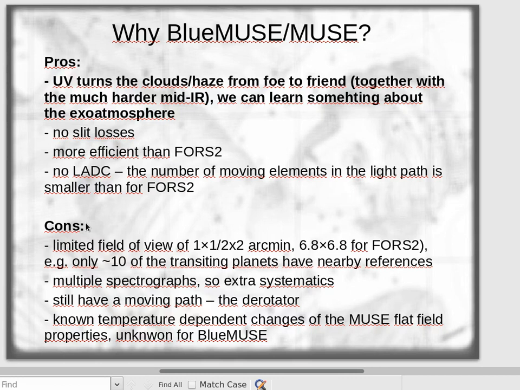A potential source of systematics is the fact that BlueMUSE has multiple spectrographs, but one can be clever in placing the target on the field of view. There is still a moving part, the rotator, and nothing can be done about it, except maybe turn it off. But that leads to other kinds of problems, so it may not be wise. It has to be tried. And finally, MUSE suffered some temperature problems that hopefully will be removed from BlueMUSE if it comes to that.